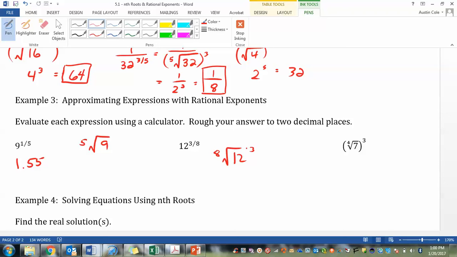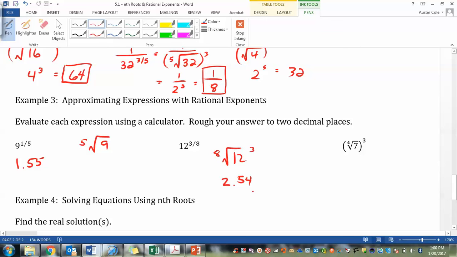Now, we need to make sure that we don't just raise that to the 3rd power. So I'm going to hit enter here on the 8th root of 12 and hit enter, and I get what? What do you guys get in your calculator? 1.36. Now I'm going to raise that to the 3rd power. To take 1.36 to the 3rd power. Yep. And I think we should get 2.54. Yes.